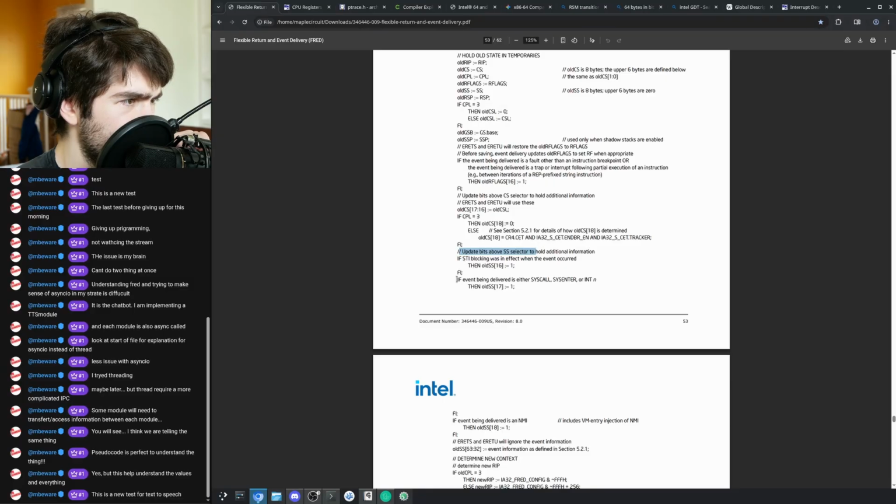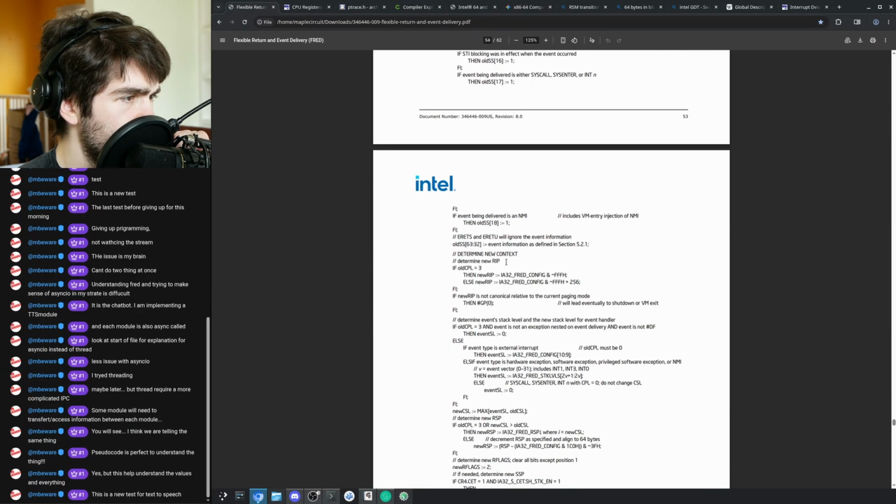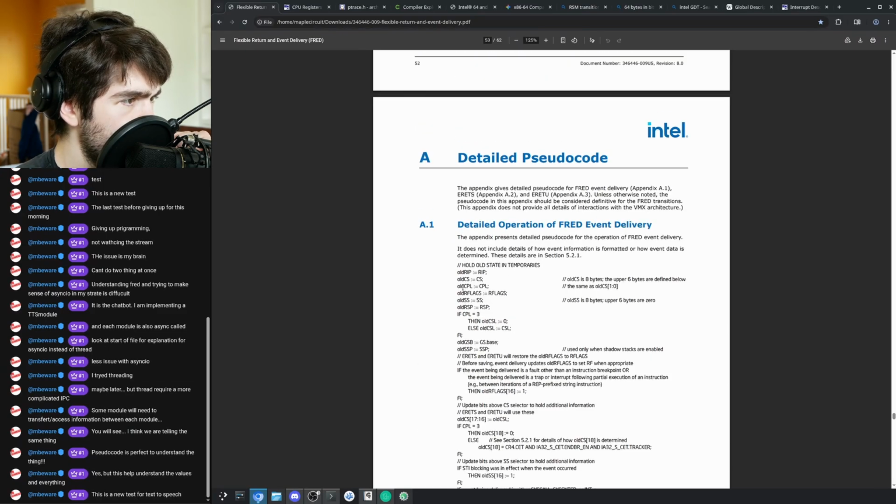STI blocking in effect. If the event being delivered is either syscall, sysenter, or INT, then, okay. If it's an NMI, okay, I'm not sure if I understand any of that because we're talking about SS and I don't know what SS does. Okay. So essentially we saved everything. Determine new context, determine new return instruction pointer. If old CPL equals 3, did we save CPL as what it was? Yes, okay.